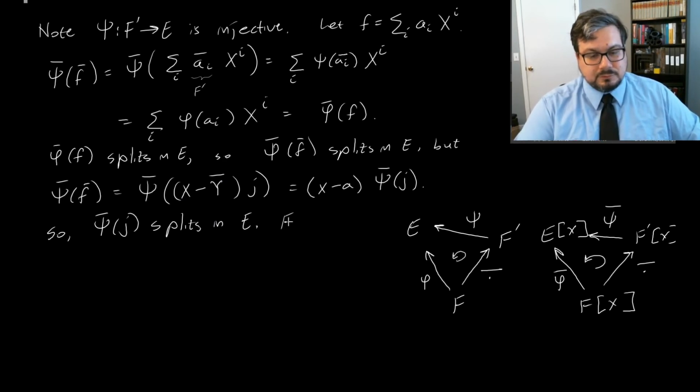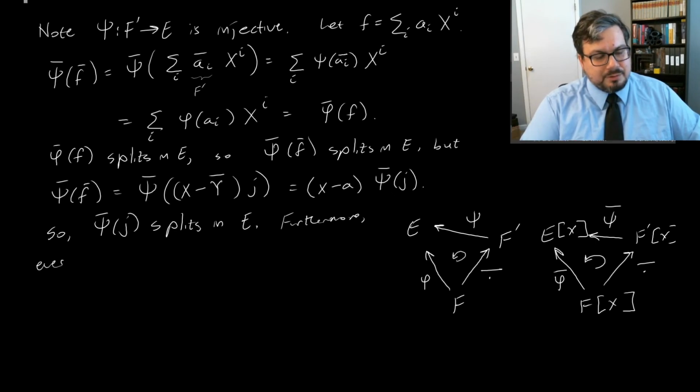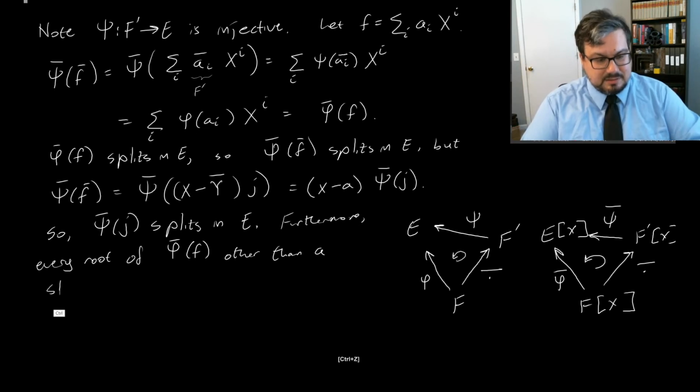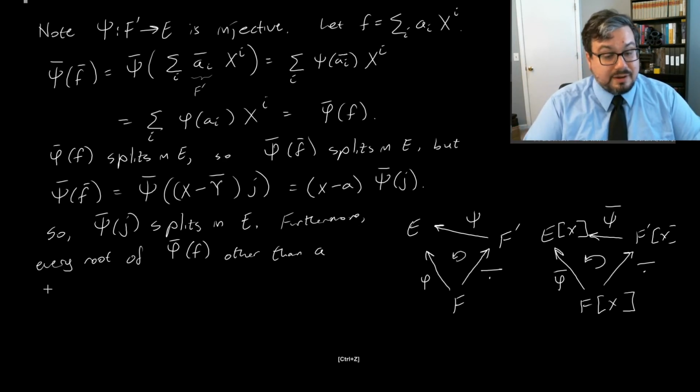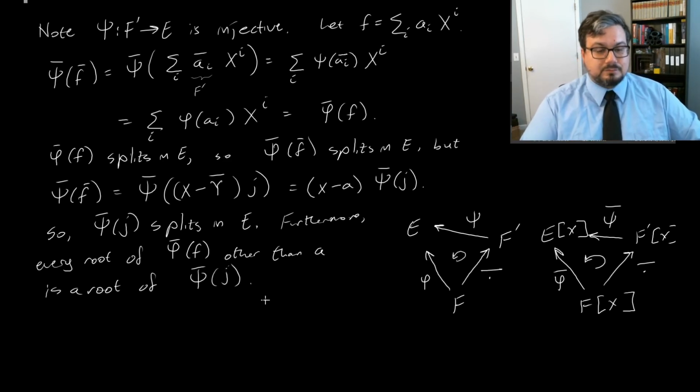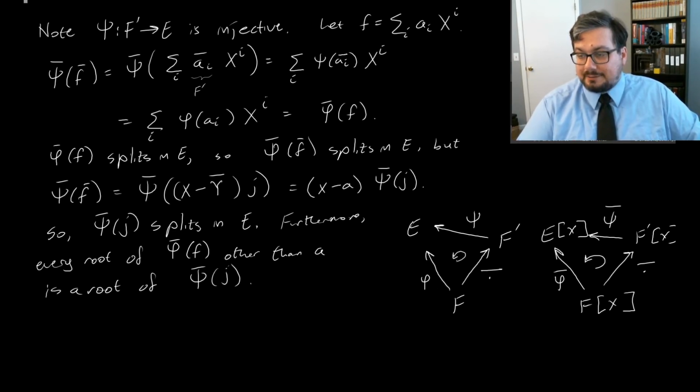Furthermore, every root of phi bar of F other than A is a root of phi bar of J. It has to be, because all the roots of phi bar of F have to show up somewhere in here. And if it isn't A, then it has to be a root of phi bar of J.